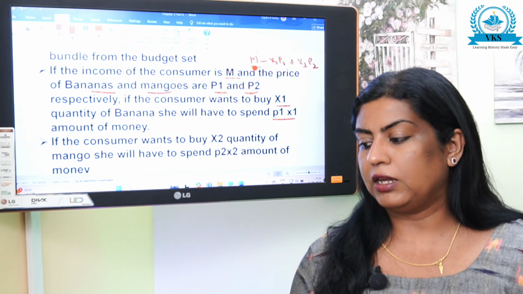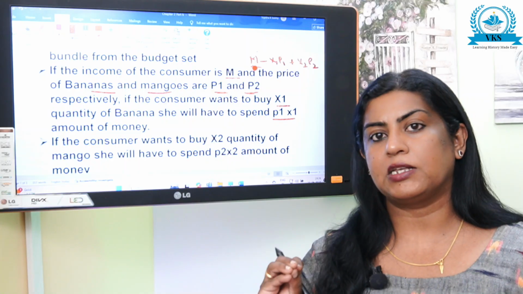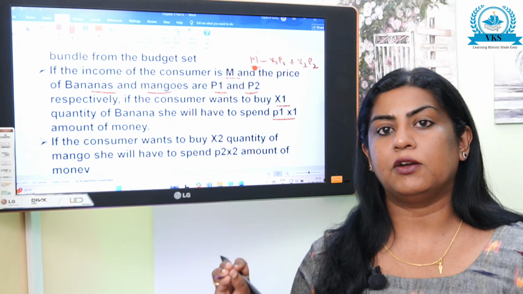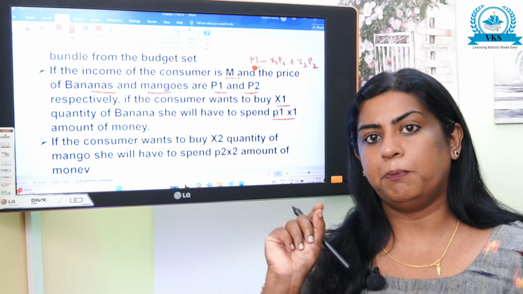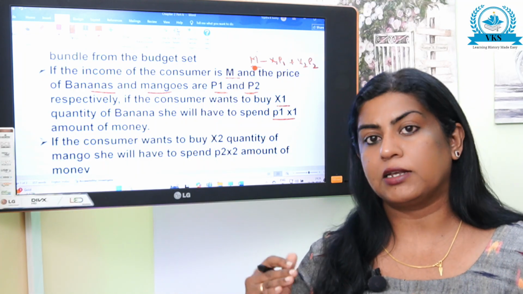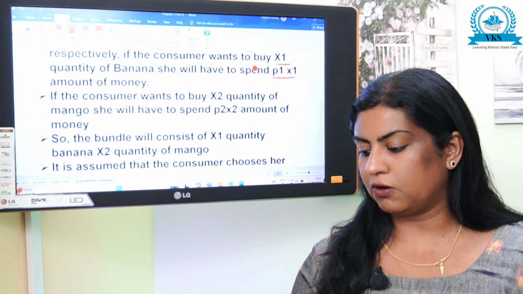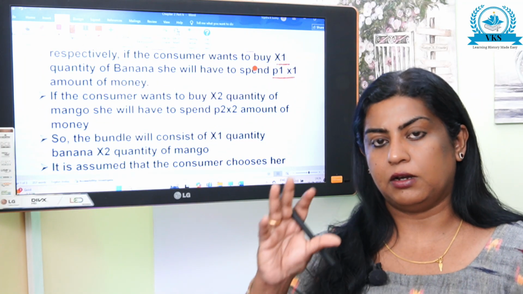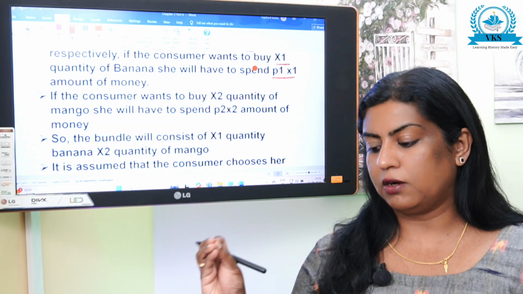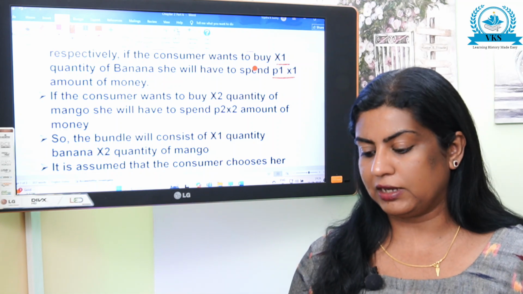So here, if the income of the consumer is M and the price of banana is P1 and the price of mango is P2, if the consumer wants to buy X1 quantity of banana, she will have to spend P1 into X1 amount of money. If the consumer wants to buy X2 quantity of mango, she will have to spend P2 into X2 amount of money. So the bundle will consist of X1 quantity of banana and X2 quantity of mango. That is what the consumer will get.